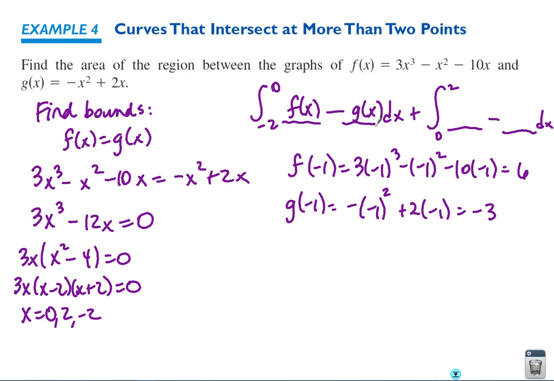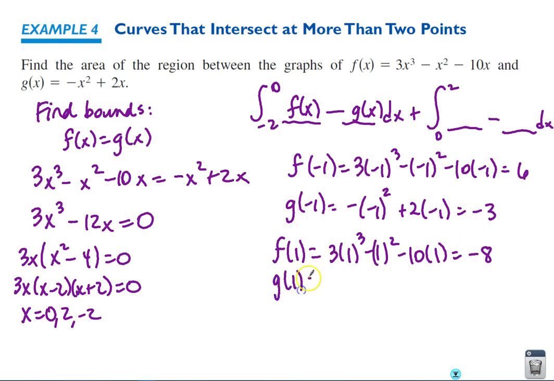Now, I'm assuming that they swap here, but I don't know that for sure because I don't know what the graphs look like. So I need to pick a point between 0 and 2 to figure out whether I put f or g first. Don't know, so let's check. What is f of 1? 3 times 1 cubed minus 1 squared minus 10 times 1. This works out to be negative 8. And g of 1 is negative 1 squared plus 2 times 1, which is going to be positive 1.